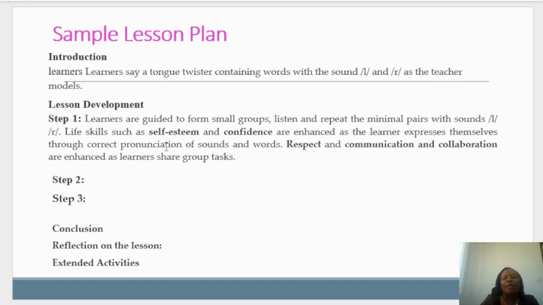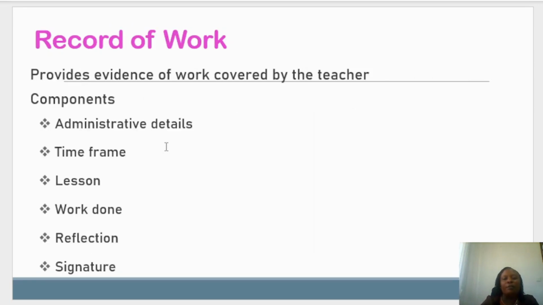Then you can as well break it down into step two, step three, and step four if you have it. Then we can go to the conclusion. That is how the teacher ends the lesson. Then you can do a reflection, look at what went well, what went wrong, and what would you have done better. And then there is an extended activity that they can do to develop on the same lesson.